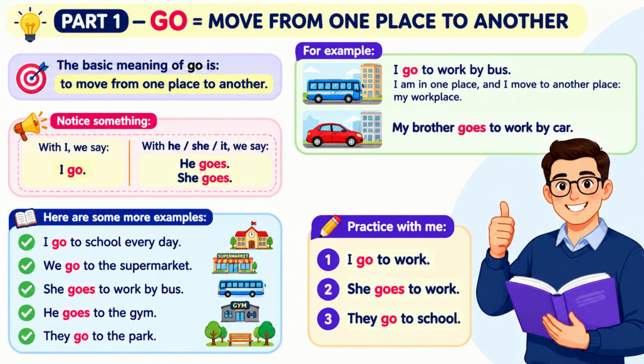Here are some more examples. I go to school every day. We go to the supermarket. She goes to work by bus. He goes to the gym. They go to the park. Practice with me. I go to work. She goes to work. They go to school.